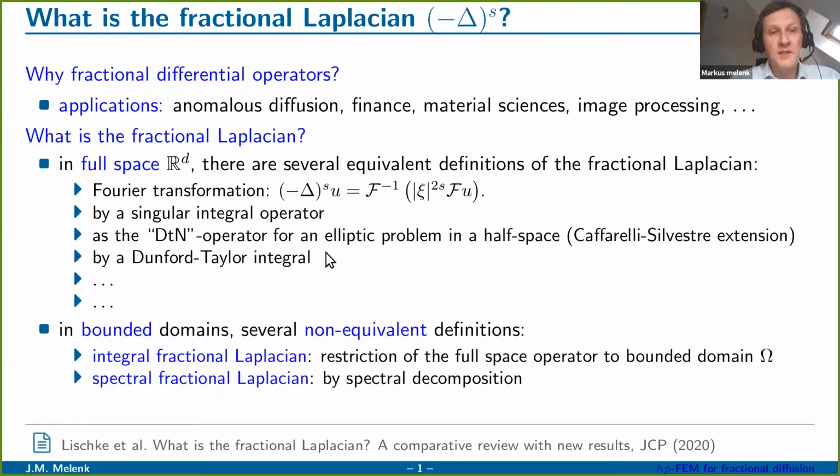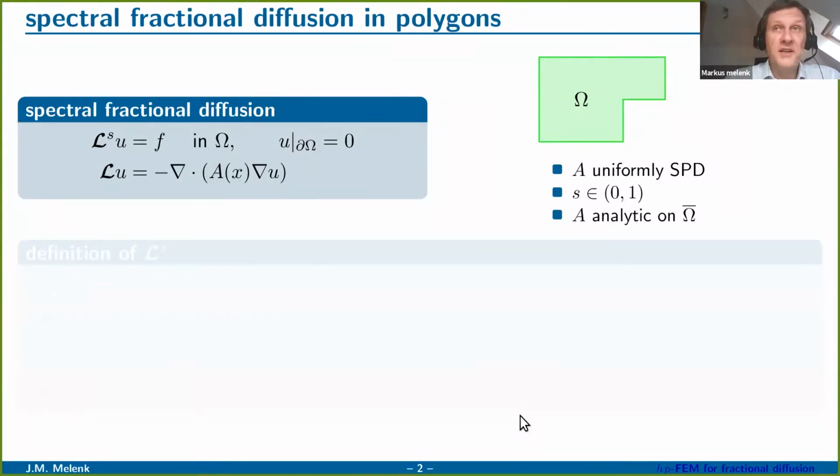In bounded domains, and this is of course what we are interested in here for computational purposes, these definitions extend, but not necessarily in an equivalent way. There are two particular cases. The first one is the integral fractional Laplacian, where one simply restricts any of these definitions to a bounded domain. And then there's a second case, and that is the case of interest here, the so-called spectral fractional Laplacian. That means one starts from eigenfunction decompositions of the integer-order operator, the Laplacian, and uses that spectral decomposition to define the spectral one.